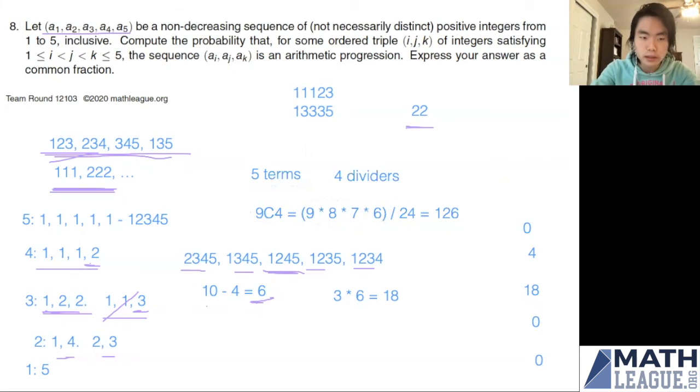So this is our total number of ways to form a 5-term non-decreasing sequence. And now since we counted 22 ways to not form an arithmetic progression, we simply need to subtract. So there are 104 ways to choose a non-decreasing sequence that contains an arithmetic progression. And dividing this by 126, we get 52 over 63. And that's our answer.